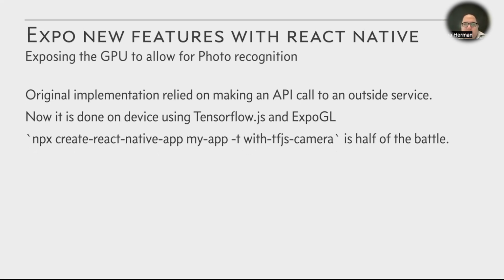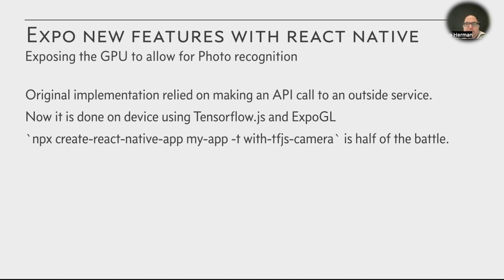So Expo had some new features with React Native, which exposed the GPU to allow for photo recognition. There's this new feature I'll go into a little bit, where the GPU is exposed using something called Expo GL. An arbitrary GPU could obviously do animation to go faster on the device, but since you have a GPU, you can use it to do inference, commonly known as photo recognition.